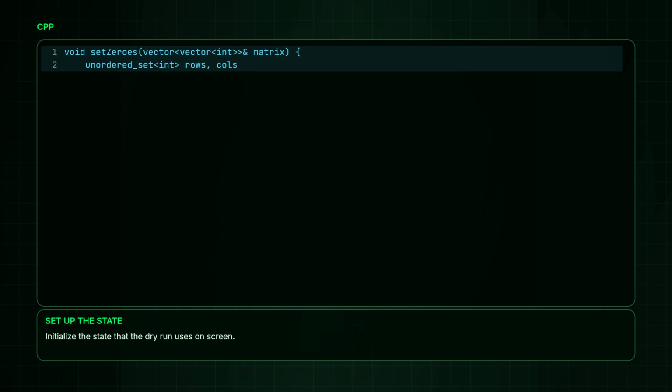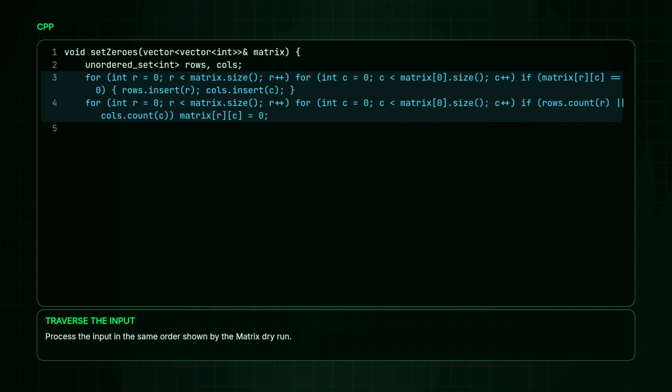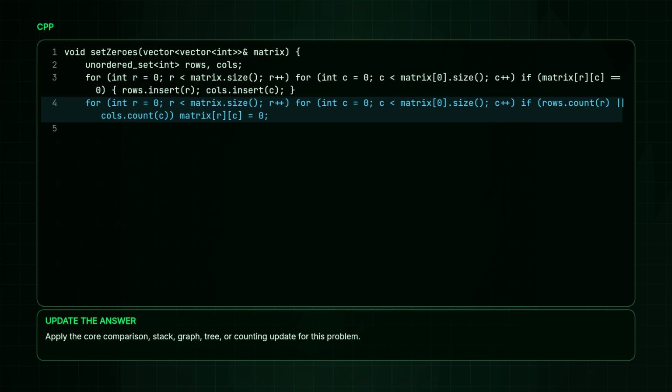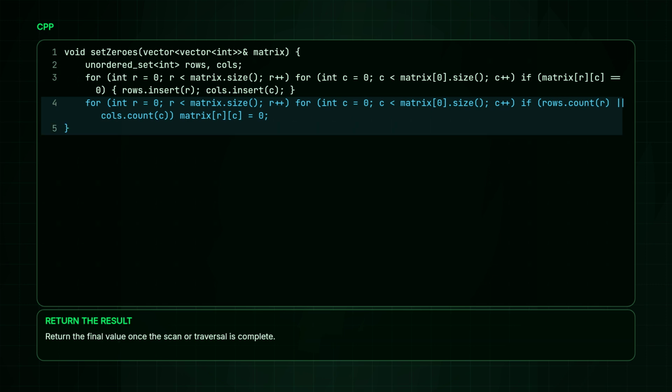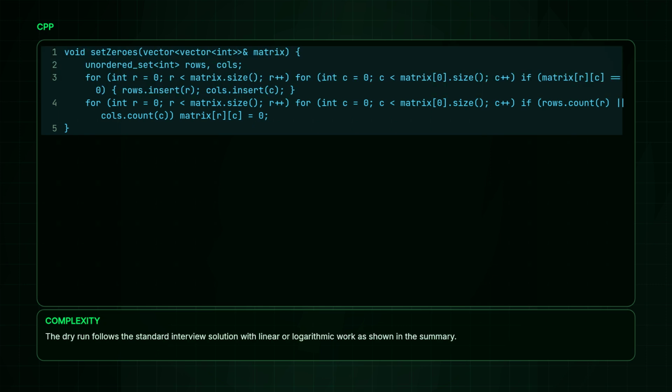Initialize the state that the dry run uses on screen. Process the input in the same order shown by the matrix dry run. Apply the core comparison, stack, graph, tree, or counting update for this problem. Return the final value once the scan or traversal is complete. The dry run follows the standard interview solution with linear or logarithmic work as shown in the summary.